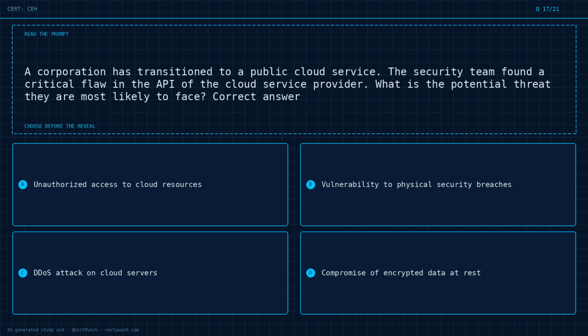Option C, DDoS attack on cloud servers. Option D, compromise of encrypted data at rest. Choose the best answer before the reveal. Commit to it now. The answer is Option A.